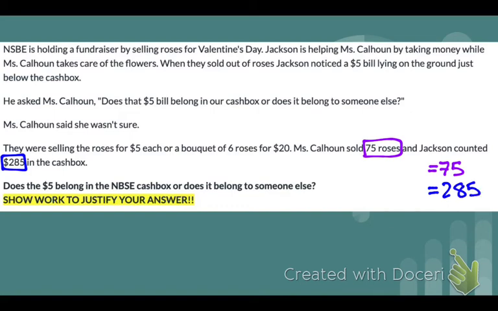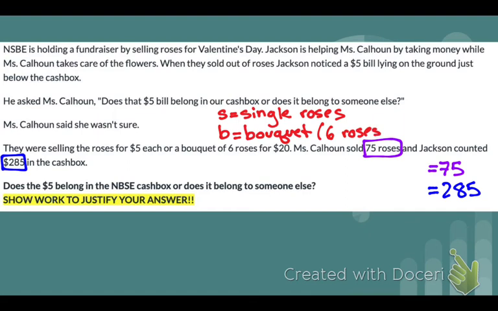So I know I have 2 equations I need to write. One is going to be the number of roses, 75 roses, and the other is money. So what variables can I use? Yeah, so I'm going to use S for single roses. That's when I just sell them individually. And I'm going to use B for a bouquet, which is 6 roses. So it's 6B? What'd you say?